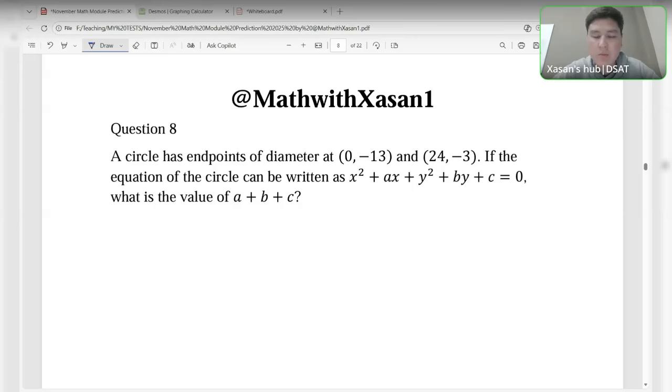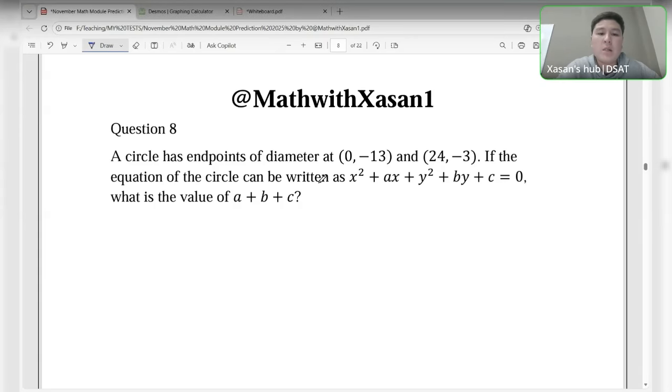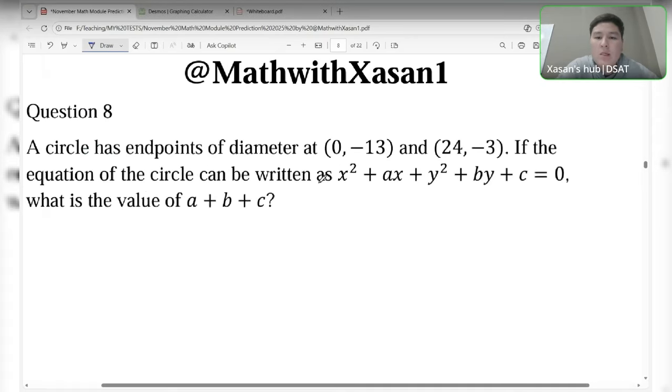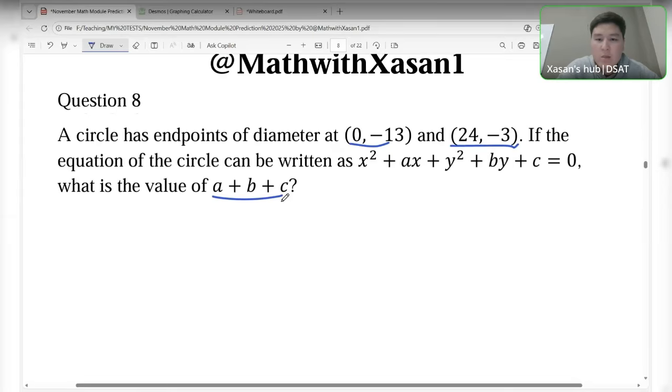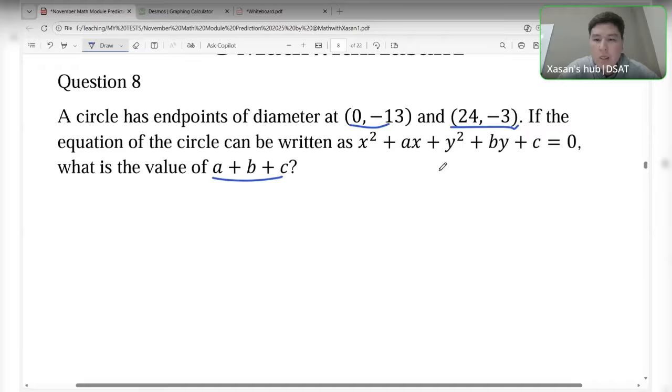So, let's start the explanation. A circle has endpoints of diameter at (0, -13) and (24, -3), right? And if the equation of the circle can be written as x squared plus ax plus y squared plus by plus c equals 0, what is the value of a plus b plus c? So guys, look, what we do here.